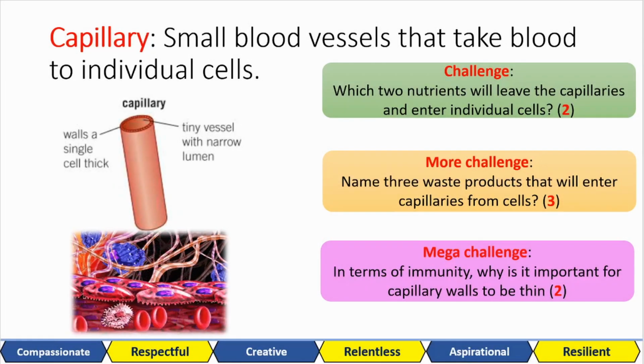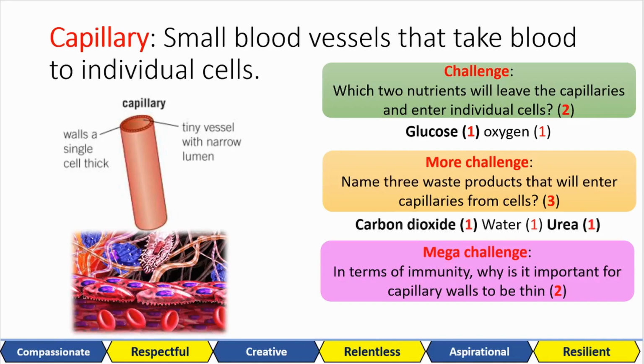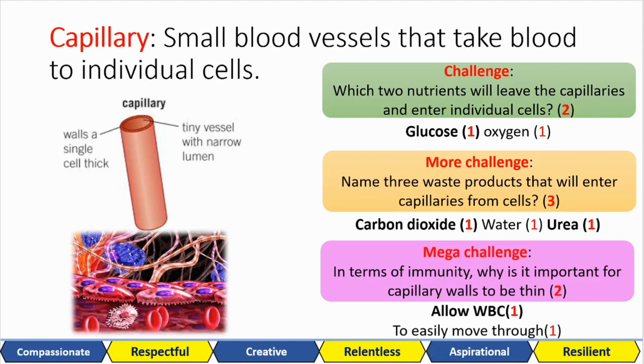The main chemical reaction you need to know for animals is respiration. Therefore, the 2 nutrients leaving the capillaries will be glucose and oxygen. Carbon dioxide and water, and also urea, are 3 waste products entering the capillaries from individual cells. And immune cells like white blood cells find it easier to move through thin layers of cells. And then the thin layer also makes it more efficient for things to diffuse in and out of them.